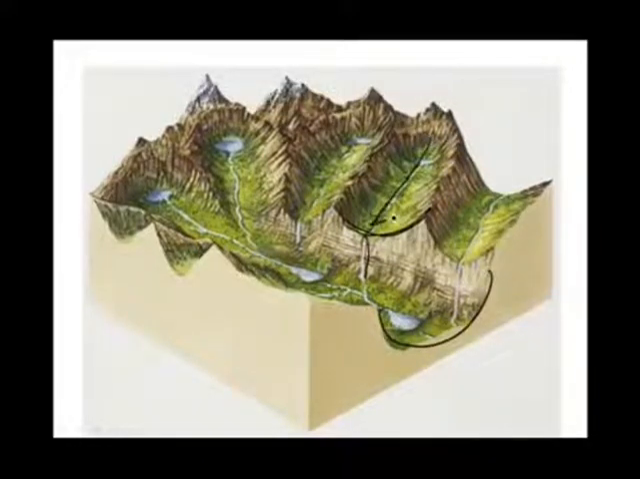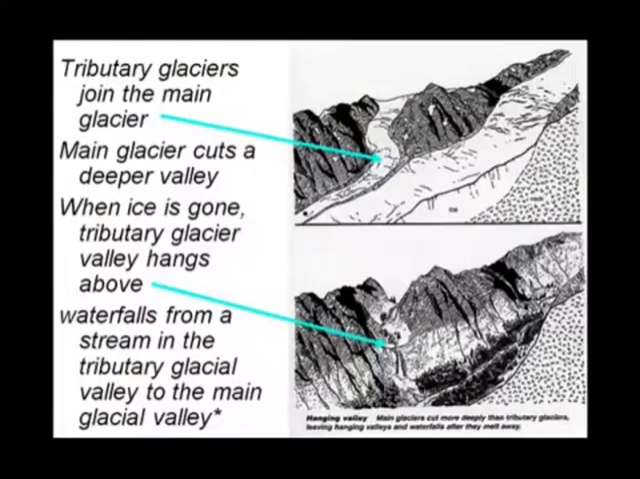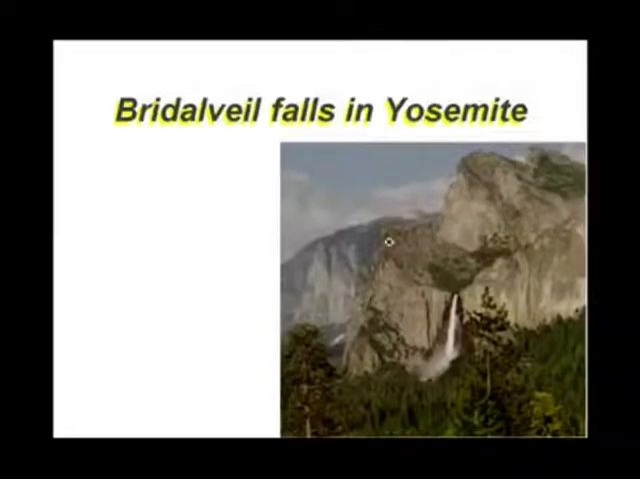That's because tributary valleys like these deliver their ice to the top of the main glacier. They don't carve all the way down to meet the main glacial valley the way a river does. So here we have a tributary valley joining the main glacial valley. The main glacial valley is much deeper, so when the ice is gone, this tributary valley is hanging high above the original large glacier. That's what explains Bridalveil Falls in Yosemite.